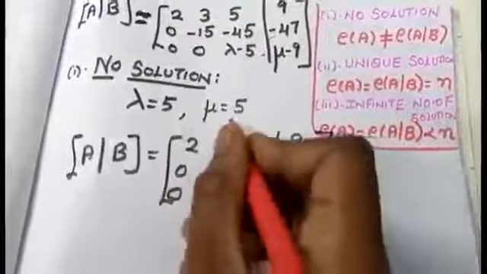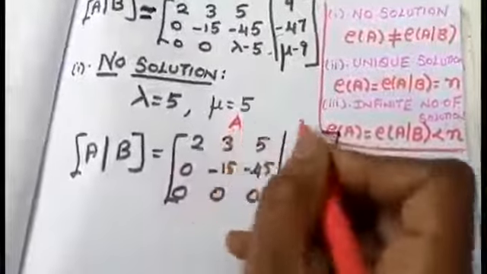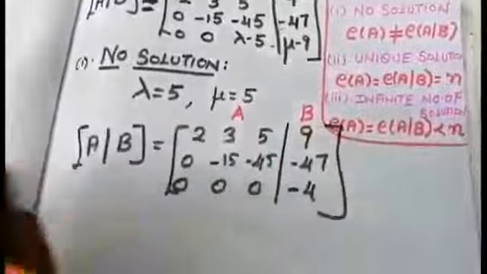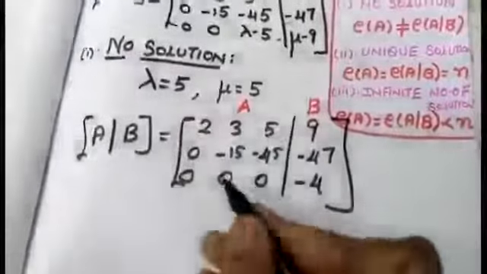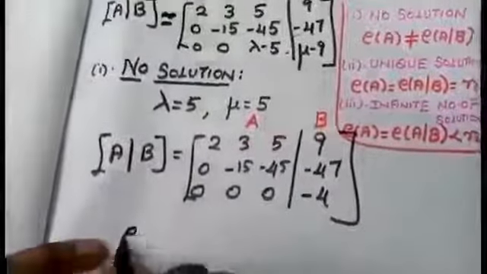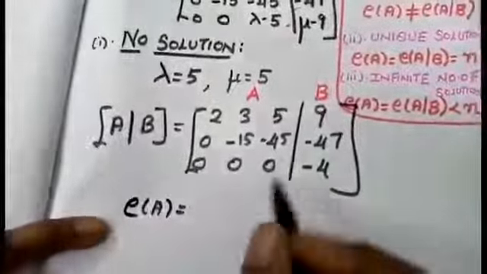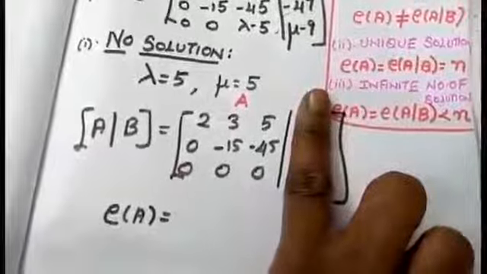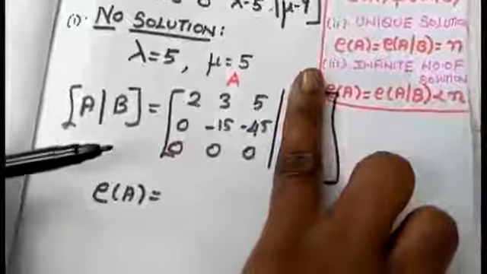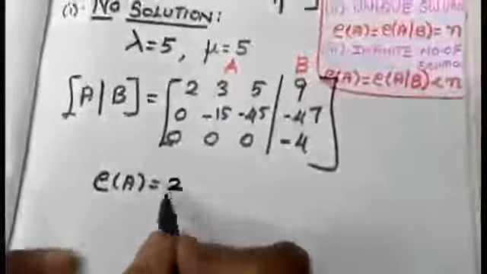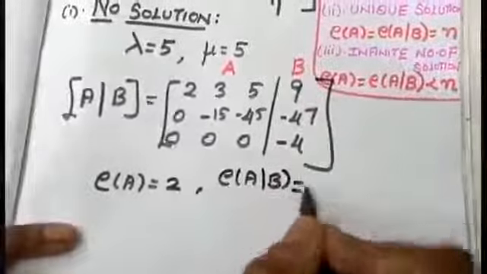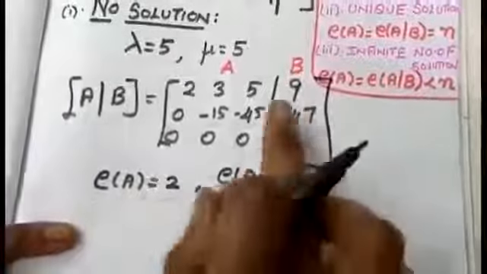This place is known as matrix A and this is B. Now just see students, what I am going to do is, if you check the rank of A here, just hide this one. If you check the rank of A, you will get it as 2 because the last row is fully 0. Rank of A is 2 and rank of AB equal to 3.